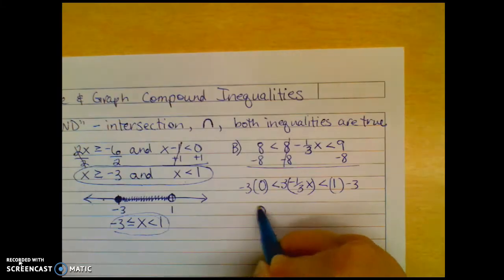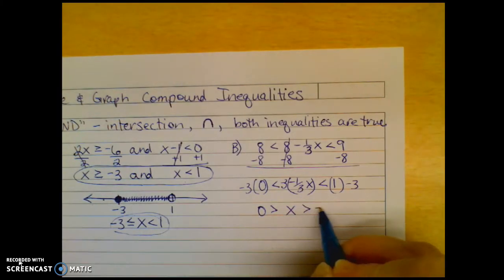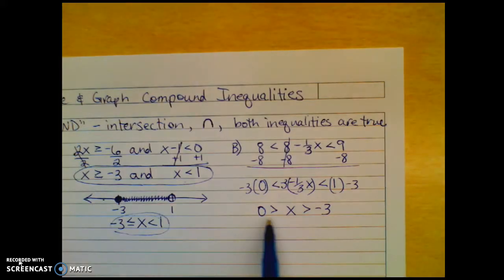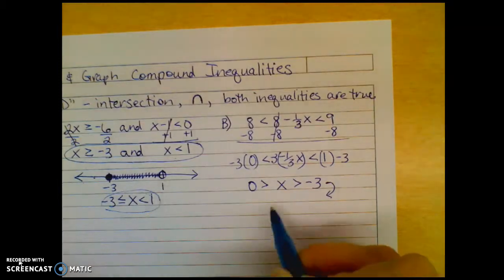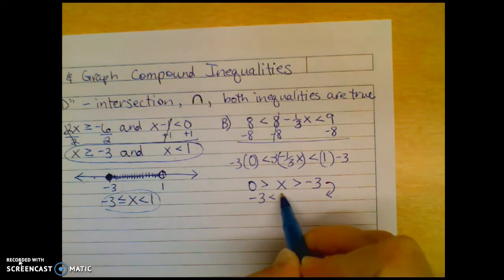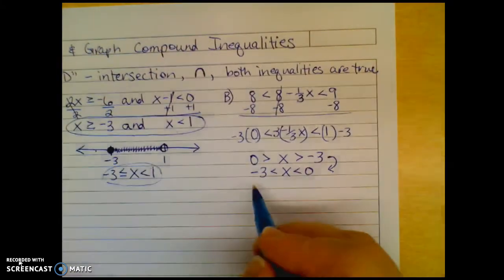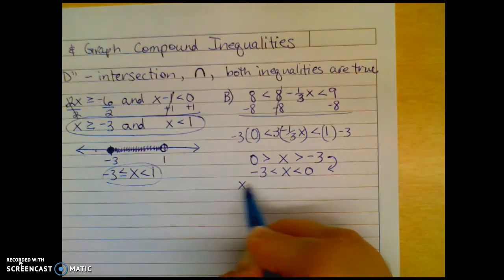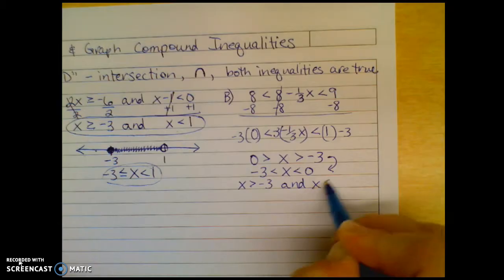So I have 0 is greater than 1x, which is greater than negative 3. And as you can see, this is actually backwards because 0 is higher than negative 3. So I'm going to switch everything around so it reads low to high like a number line. So this reads negative 3 is less than x, which is less than 0. That means the same thing as x is greater than negative 3 and x is less than 0.